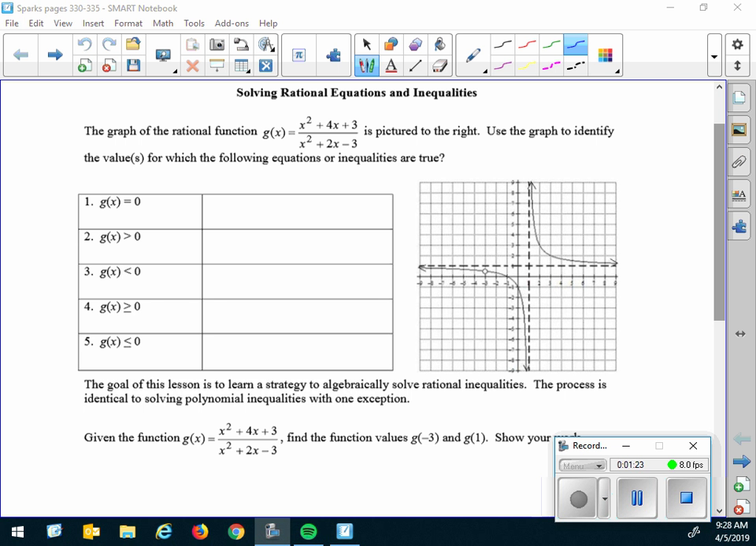The graph of the rational function, this bad boy g, is pictured to the right. You see it here. Now, what do you see in this picture that might be kind of interesting? You see a hole. You see a vertical asymptote, and you see a horizontal asymptote. And that's all that's interesting. Do you remember from Algebra 2 how to find a horizontal asymptote?